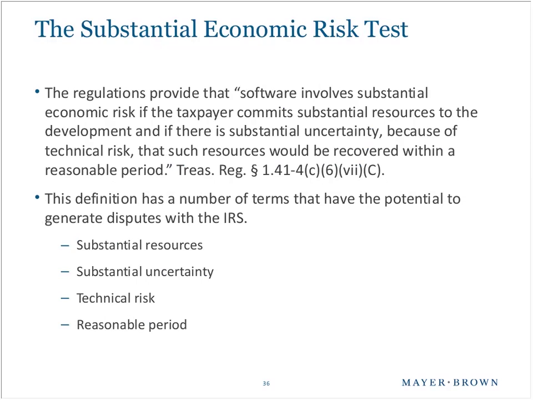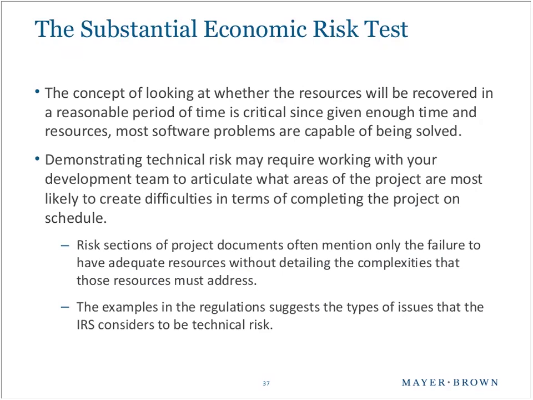We now turn to the second requirement, the substantial economic risk test. And I suspect that this is going to be the requirement that most companies will struggle with in trying to obtain the research credit for their software. The regulations specify that software involves substantial economic risk if the taxpayer commits substantial resources to the development and there is substantial uncertainty because of technical risk that such resources would be recovered within a reasonable period. As you can see, this definition has a number of terms: substantial resources, substantial uncertainty, technical risk, and reasonable period. That may be a source of contention with the IRS down the road as to whether or not you've met this requirement.